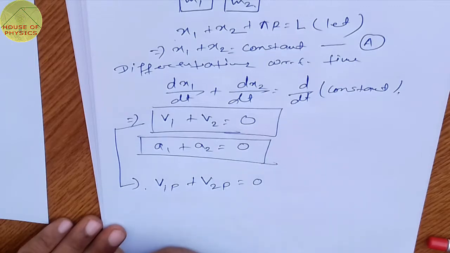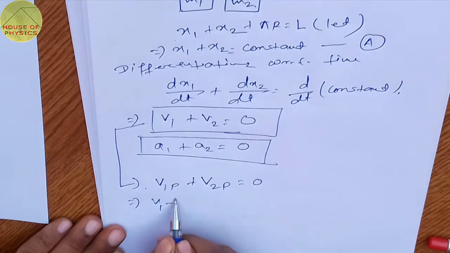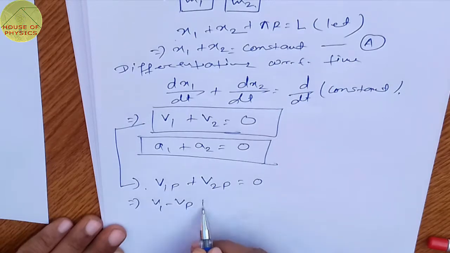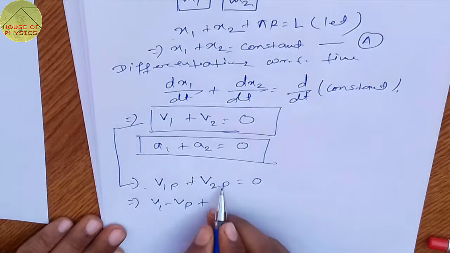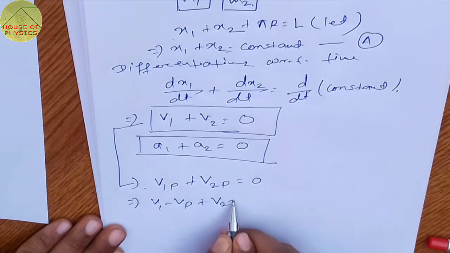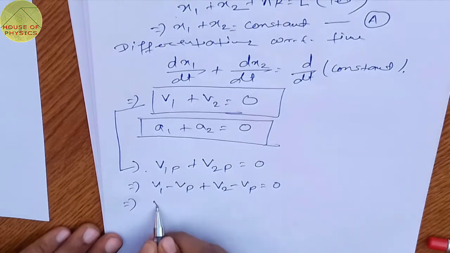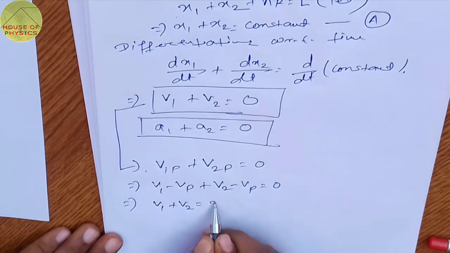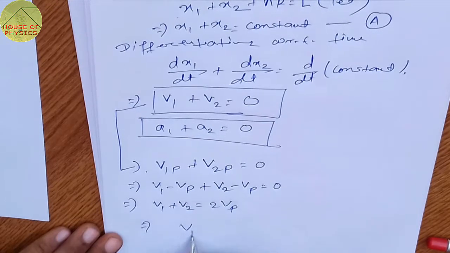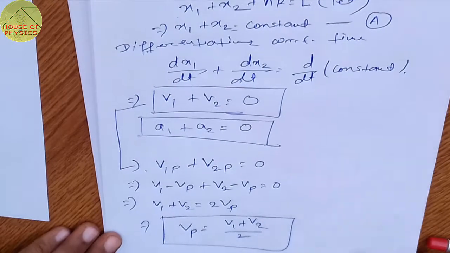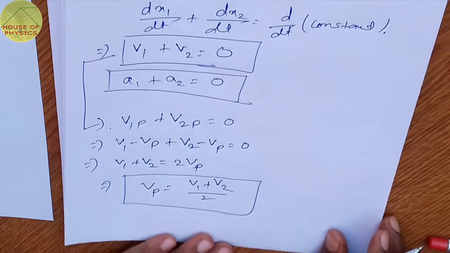Now, as we know, relative motion of 1 with respect to pulley is V1 minus Vp, that is velocity of 1 with respect to ground minus velocity of pulley with respect to ground, plus velocity of 2 with respect to ground minus velocity of pulley with respect to ground. The simple calculation becomes V1 plus V2 equal to 2 Vp, which implies Vp equal to (V1 plus V2) by 2. This is the important term to be remembered.